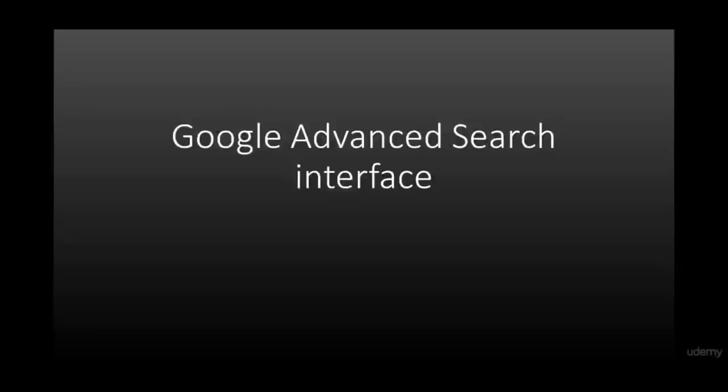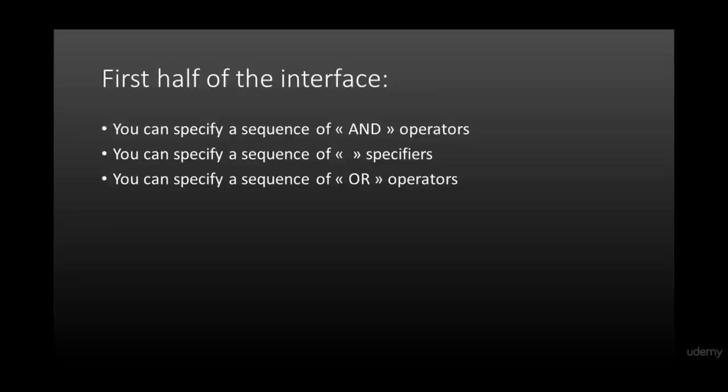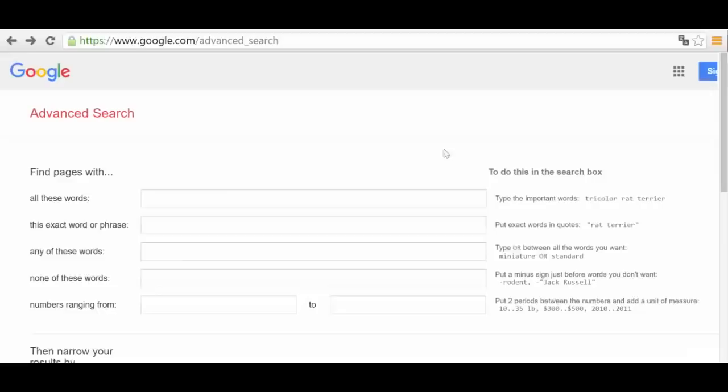Welcome to the section on the Advanced Search Interface. In the first half of the interface, you can specify a sequence of AND operators. You can also specify a sequence of double quote specifiers. You can specify a sequence of OR operators. You can specify a sequence of NOT operators. You can also specify a range.